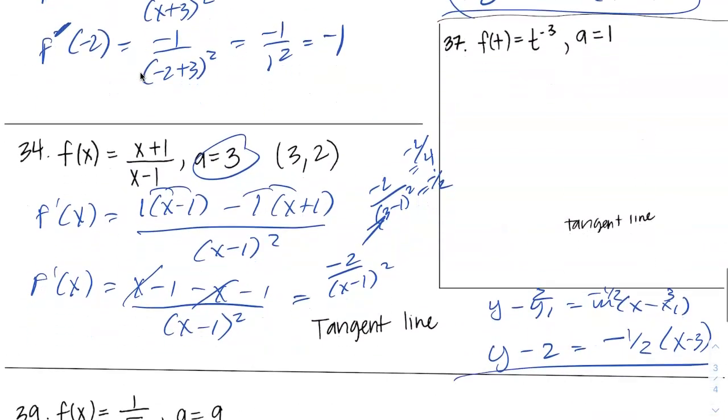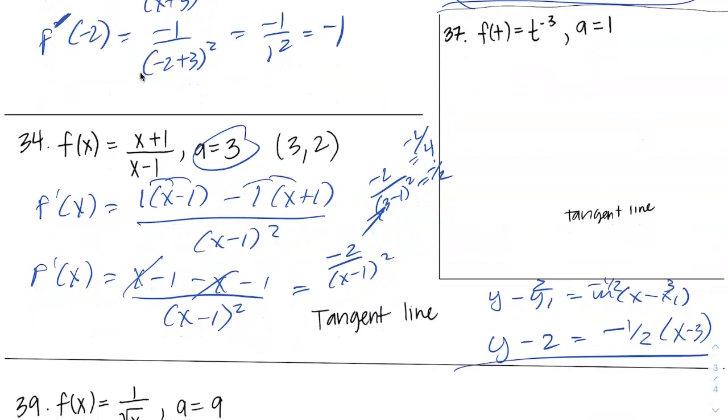Let's go back up to 37. A little easier. So y minus y1 equals m times x minus x1. Again, I have my x1. If you want to find your y1, you have to sub it in. 1 to the power is 1, so that's easy.